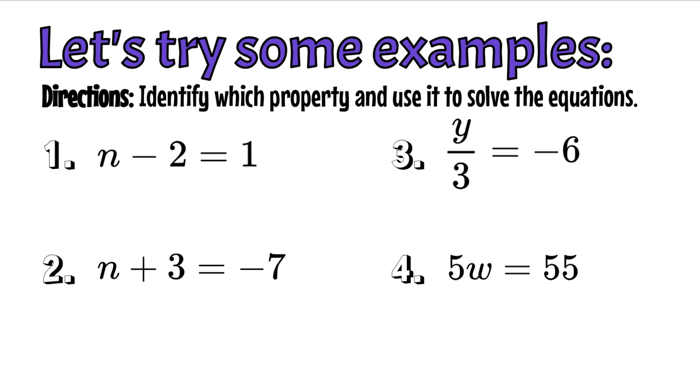So to isolate that variable, we see that we have n minus 2. So we want to think of the inverse operation of minus, and we want to apply it to this equation with the number 2. So the inverse operation of subtracting 2 would be adding 2. So we're going to add 2 to both sides.